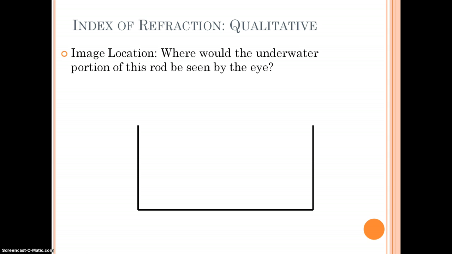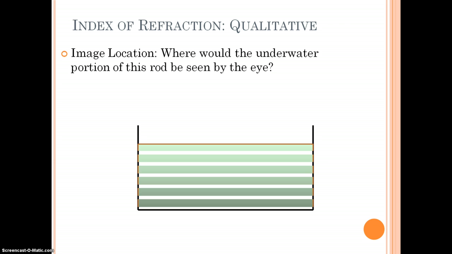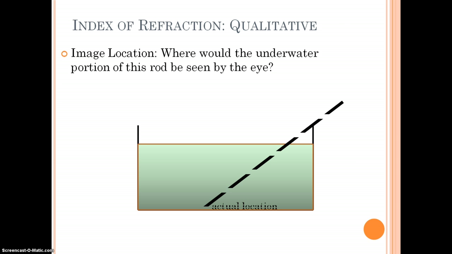I'm going to do a quick qualitative example of index of refraction, and you'll see this on your homework, which is why I kind of threw this qualitative one in with all the quantitative stuff we're talking about. But then I'll do some quantitative things as well. So the first one here, say we have a bucket of water. So there's my bucket of water. And in this bucket of water, I've placed a rod. So that's the actual location of the rod. And then we're going to insert a creepy eyeball.